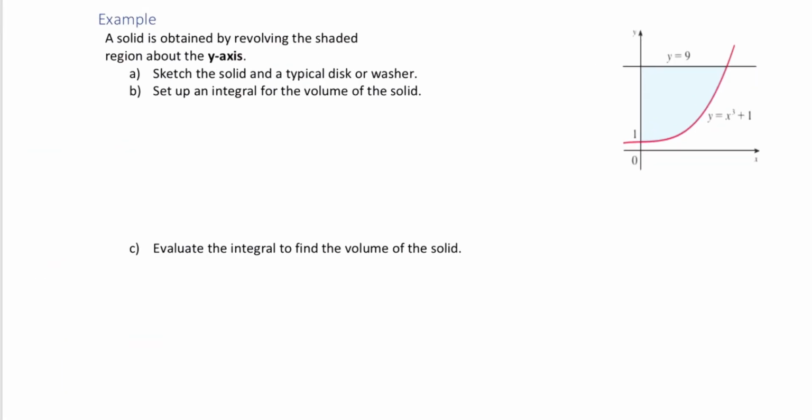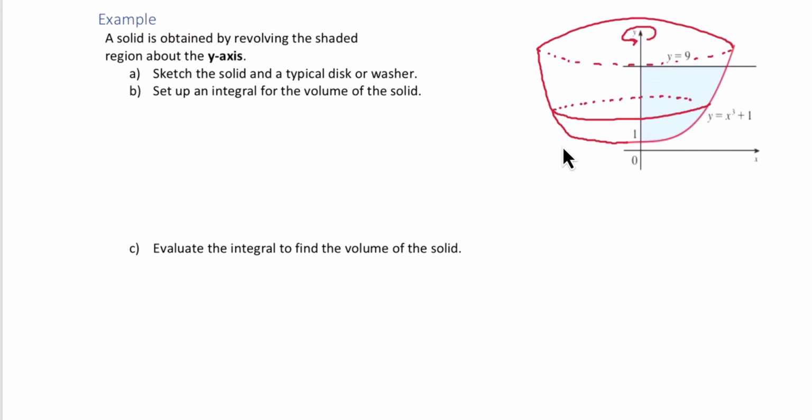A solid is obtained by revolving the shaded region about the y-axis. So this time we are revolving around the y-axis. That's going to push this curve over here. So we have something like this. And when we revolve around the y-axis, we get a bell shape. So each slice that we take out of this solid is going to be a disc or a circle.